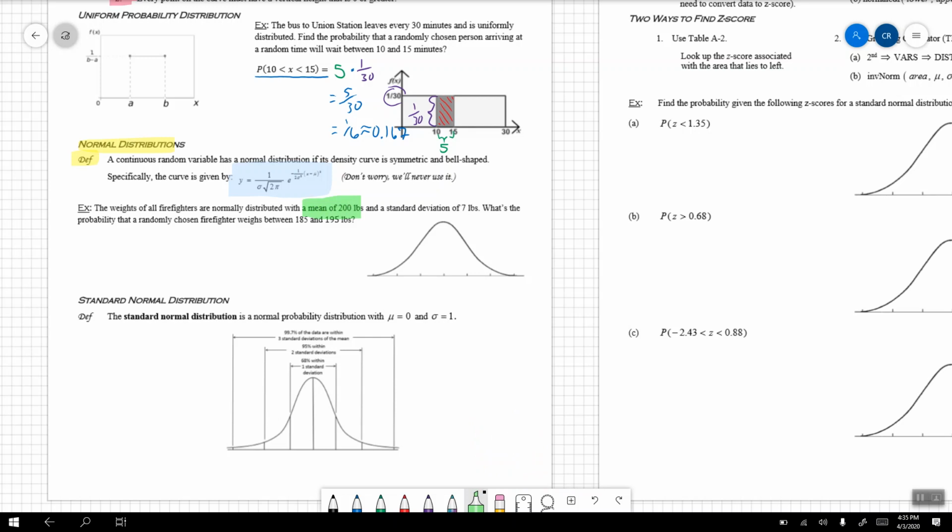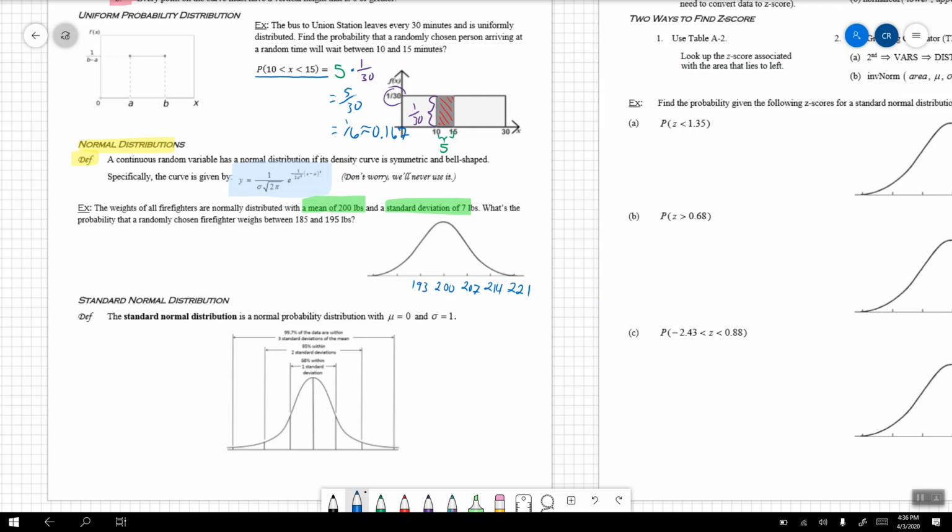We have a mean of 200 pounds. All right, awesome, mean of 200 pounds. And then we also have a standard deviation of 7 pounds. I'm going to interpret that here. So we have a mean of 200, standard deviation of 7, which means this next tick mark is 207. The next one's 214. The next one's 221.